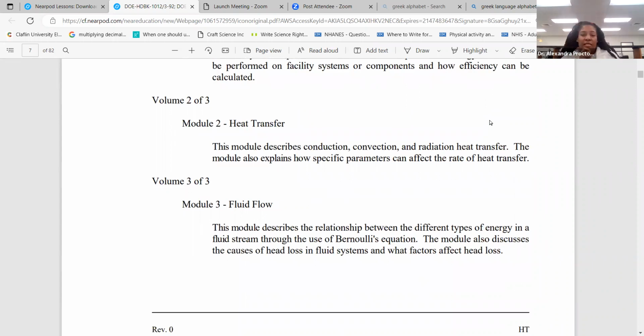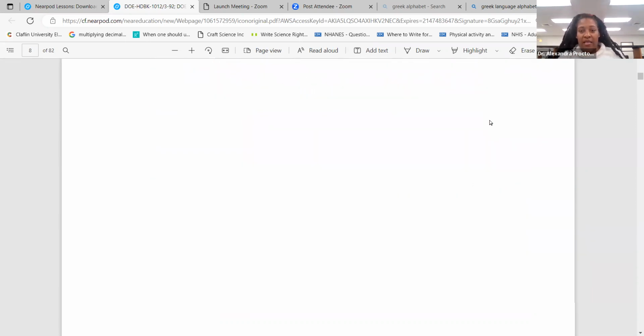And fluid physics, I think, is quite interesting because it describes the relationship between the different types of energy in a fluid stream through the use of Bernoulli's equation. And so in this module, we're going to discuss the causes of head loss in fluid systems and what factors affect head loss. Okay.